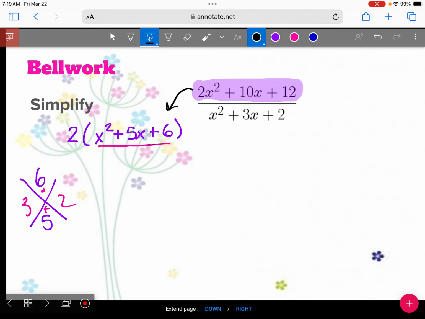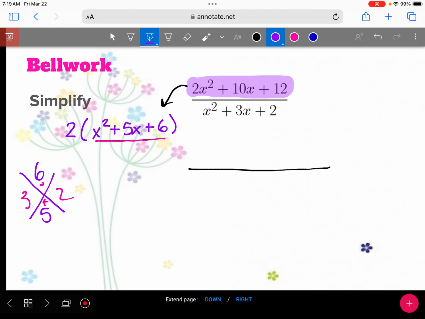So when we put this into our factored form, our numerator is going to become our 2x plus 3, x plus 2. So we're factoring this, and we round up over here.